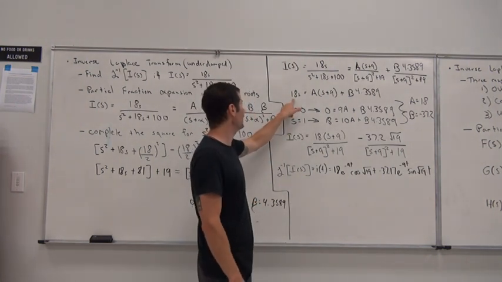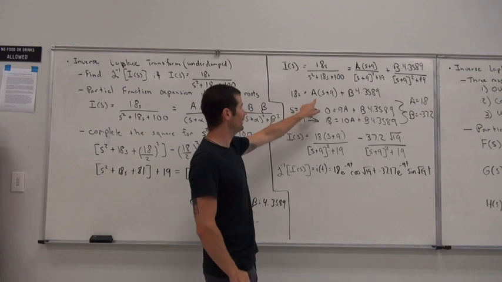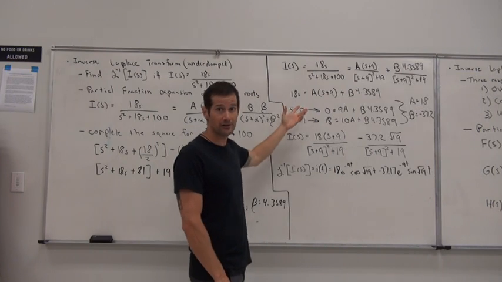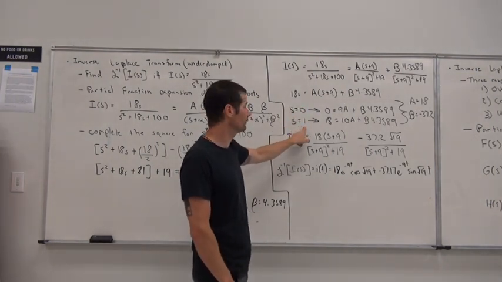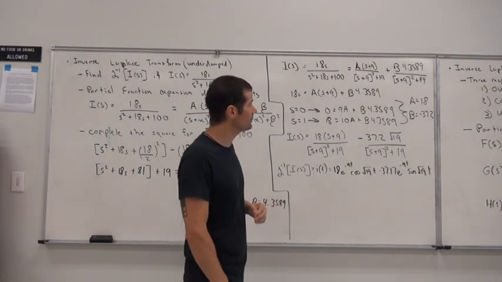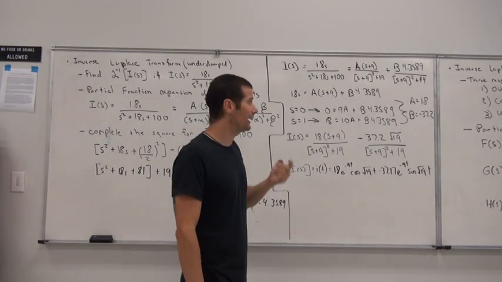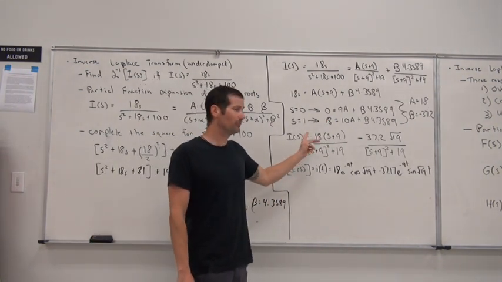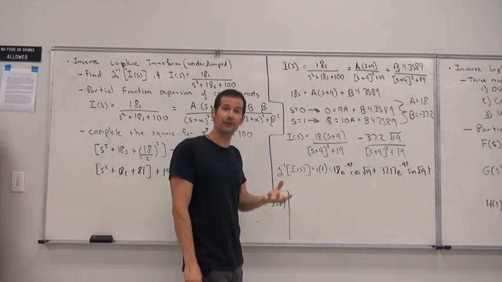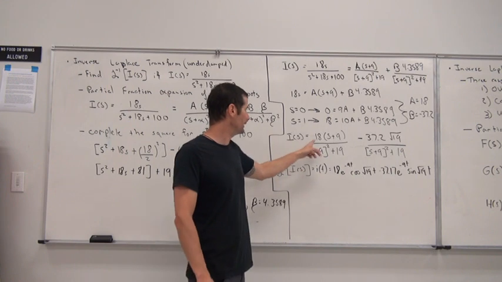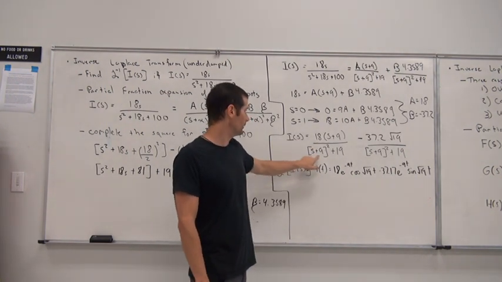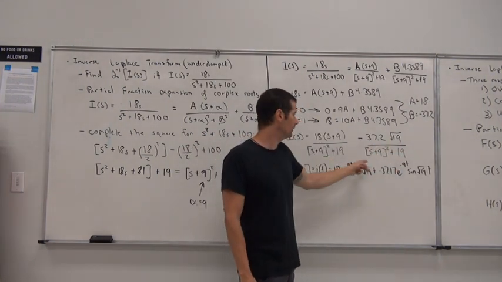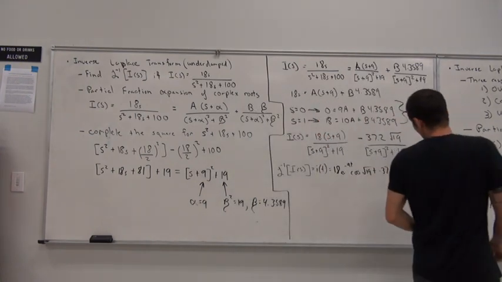So all we're left with here is 18s, and that's equal to A times s plus 9 plus B times 4.359. Two equations, two unknowns that we have to solve. So s is equal to 0, s is equal to 1. We evaluate those two equations, in which we get A is equal to 18 and B is equal to negative 37.2. So we apply those to our partial fraction expansion of the original function I of s. Here we get 18 times s plus 9 over s plus 9 squared plus 19, and then minus 37.2 times the square root of 19 over s plus 9 squared plus 19.